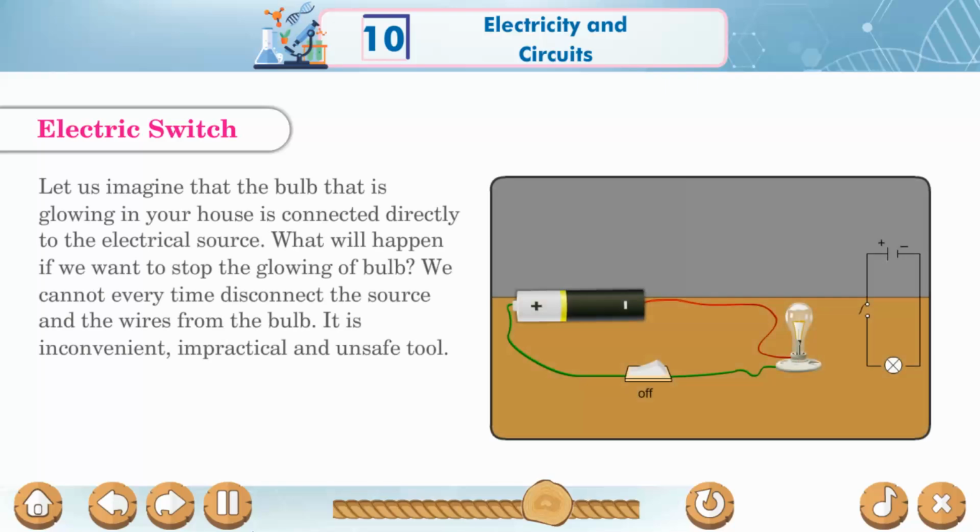Electric switch. Let us imagine that the bulb that is glowing in your house is connected directly to the electric source.